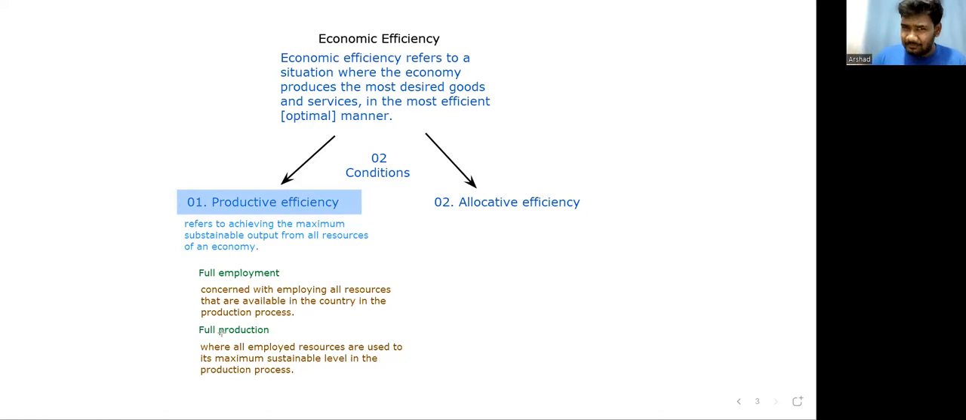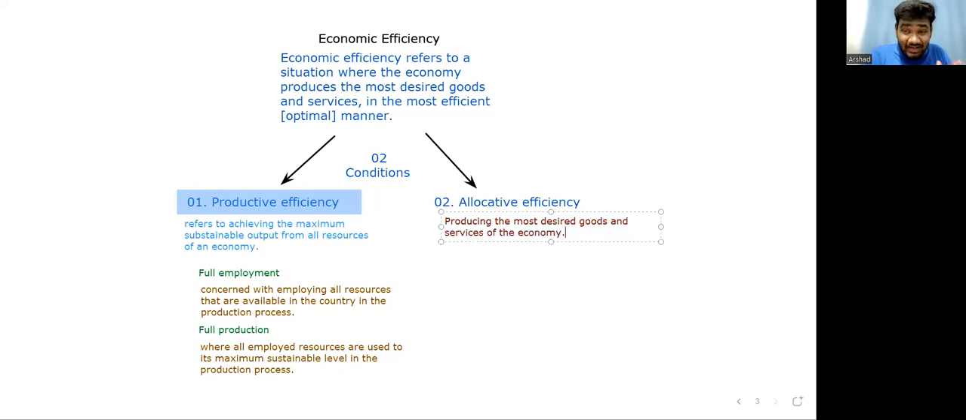Done. Then, in order to achieve economic efficiency, is it enough for you to just produce the maximum sustainable output by using all your resources? Is only doing that enough? No, right? What if you're producing the maximum sustainable output of something that the people don't really like? So allocative efficiency says what? Producing the most desired goods and services of the economy.